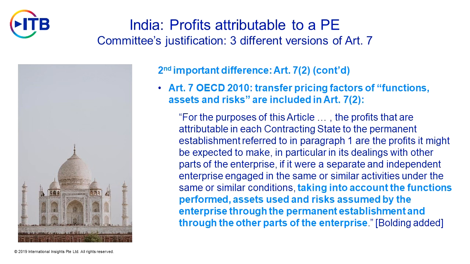For the purposes of this article, the profits that are attributable in each contracting state to the permanent establishment referred to in paragraph 1 are the profits it might be expected to make, in particular in its dealings with other parts of the enterprise, if it were a separate and independent enterprise engaged in the same or similar activities under the same or similar conditions, taking into account the functions performed, assets used, and risks assumed by the enterprise through the permanent establishment and through the other parts of the enterprise.